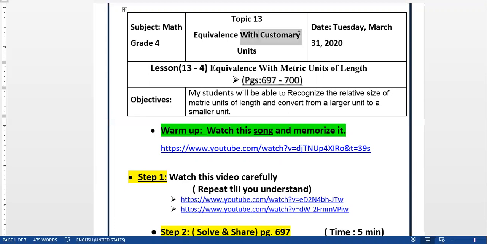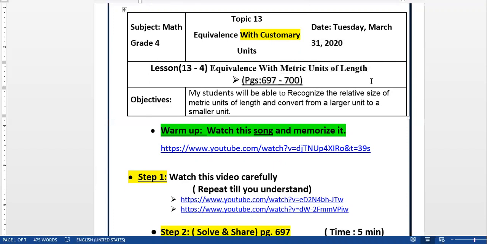Customary units are used only in the USA. They use them daily. But the metric unit, which we are going to talk about today, is a global unit. The whole world knows it. The whole world uses it.